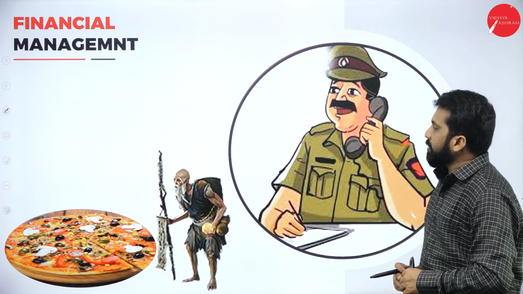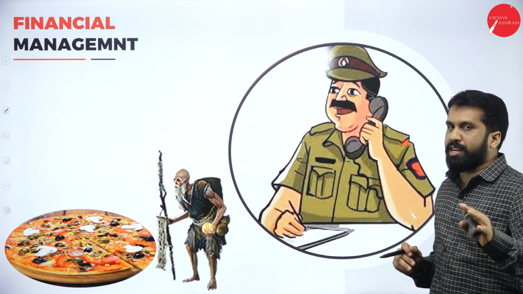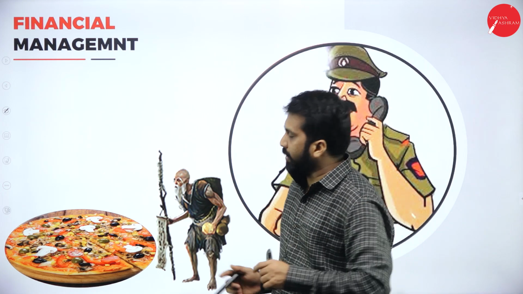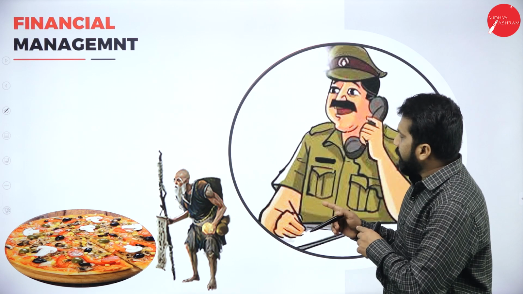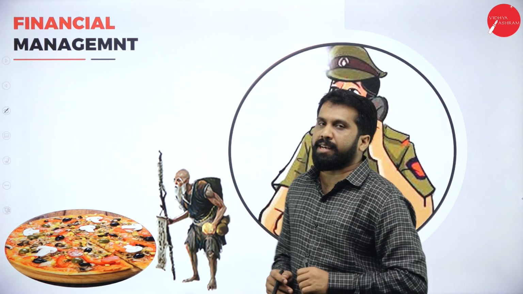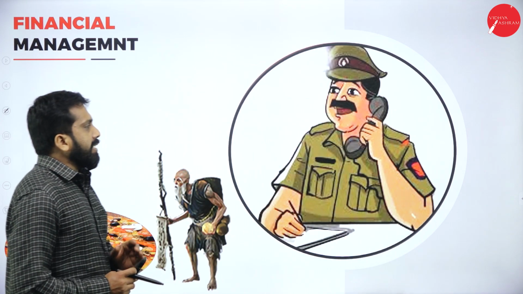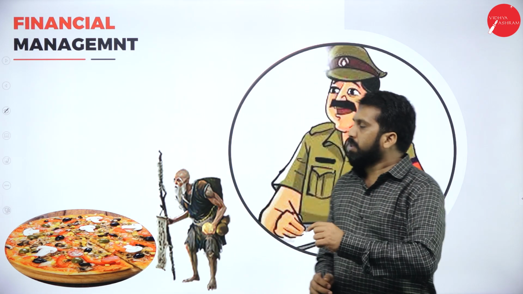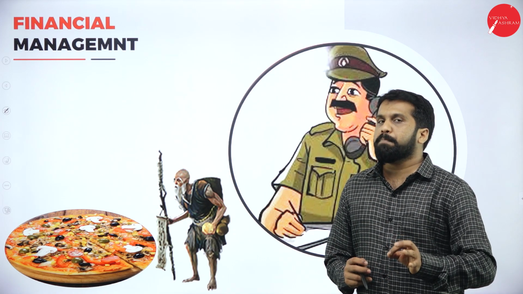Now, what is this? In the slide, you have pizza. Just assume that it is food. Don't worry, it is a completely vegetarian pizza, like mushroom. Then there is a beggar and there is a policeman. There are three things. As I told you, 10% you have understood of financial management, 90% you will understand now. Concentrate for the next 2 to 3 minutes. It is a small story to know about financial management.